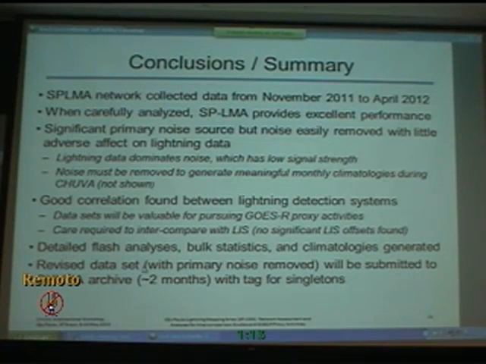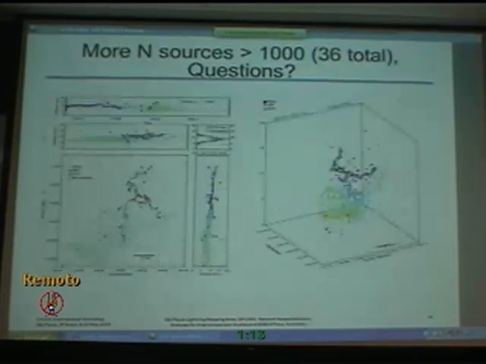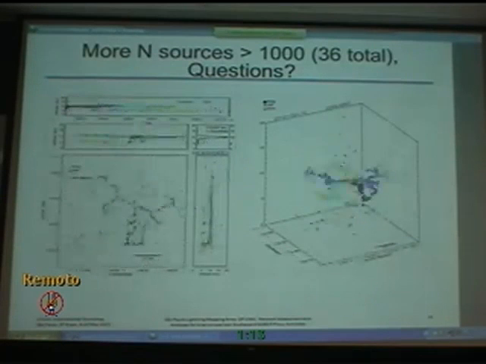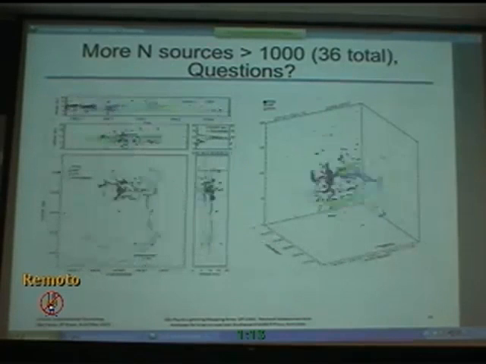And as I mentioned earlier, we did a data set with the primary noise removed, but we'll leave the signal in because some of it can be real, but we'll tag those so that you can easily take them out. And I just wanted to leave you with the other 36 total flashes in that 1 hour period on February 10th that were greater than 1,000 events. Questions?